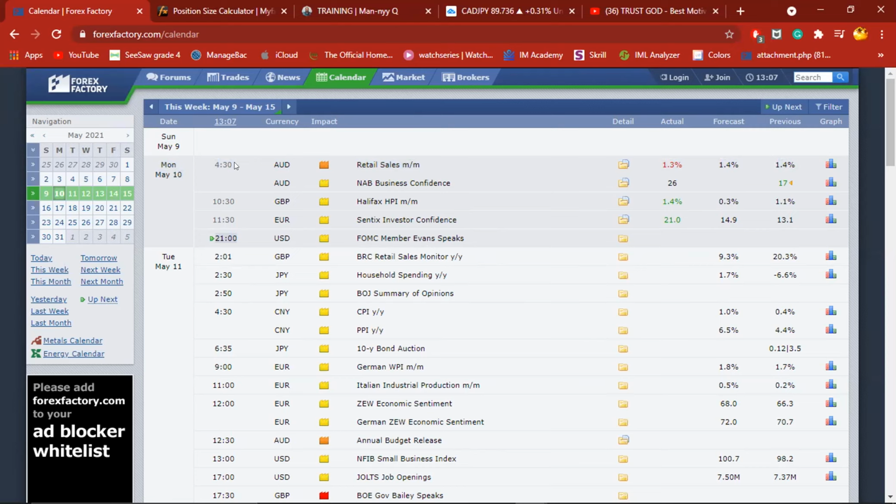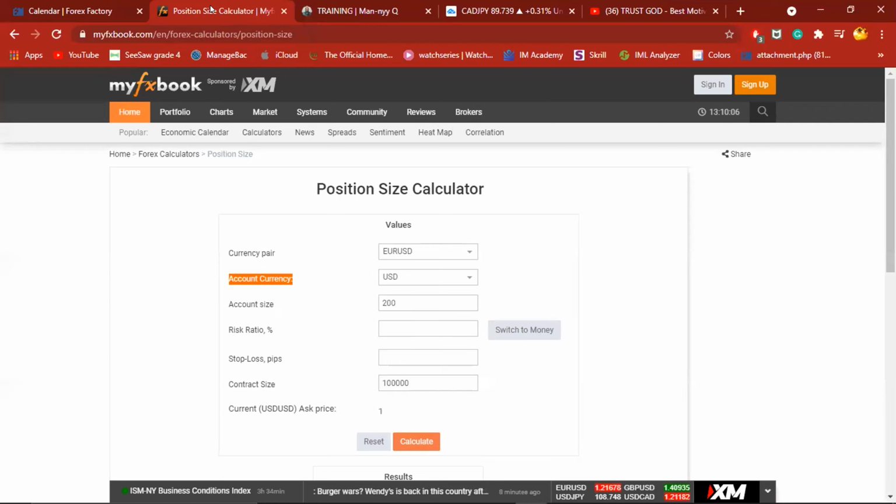Once I've had a look at what the Forex world is doing for the day from my Forex Factory, I'll go to my position size calculator. Can you see my position size calculator? Just type a 2 in the chat if you can. Okay, fantastic.